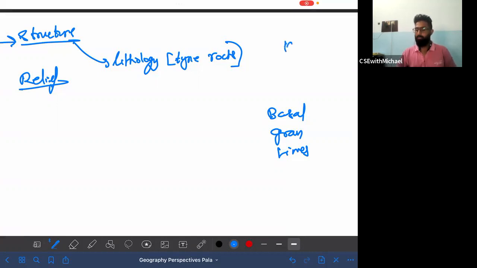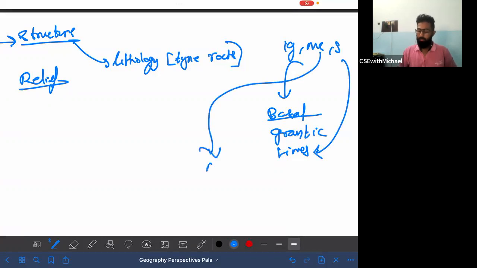Broadly, we can see the igneous rocks, the metamorphic rocks, and the sedimentary rocks. And within that, we have different kinds of rocks. Igneous, basaltic and granitic, and sedimentary, you can see limestone. Metamorphic, you can see marble, gneiss. Different kinds of rocks can be seen. Now, lithology is one factor.